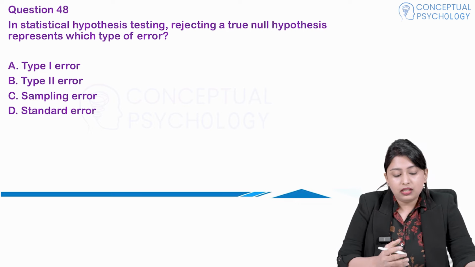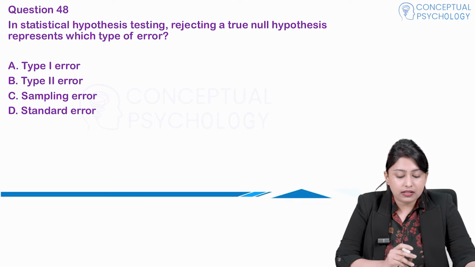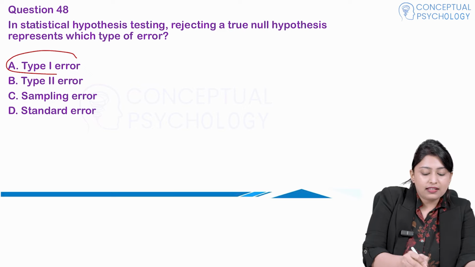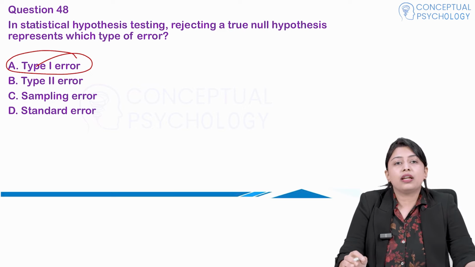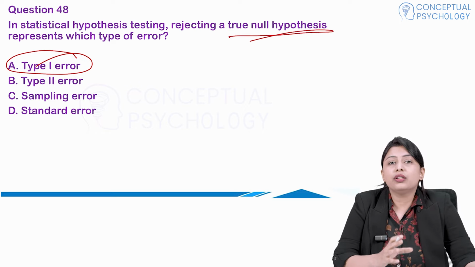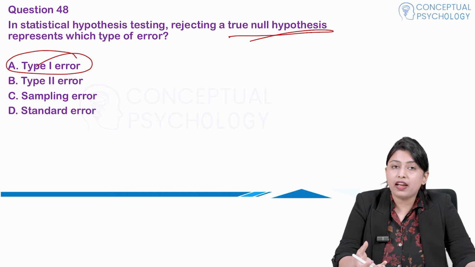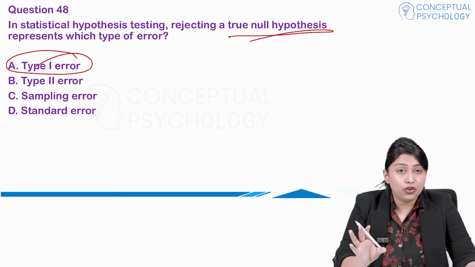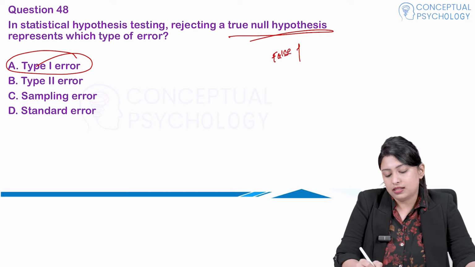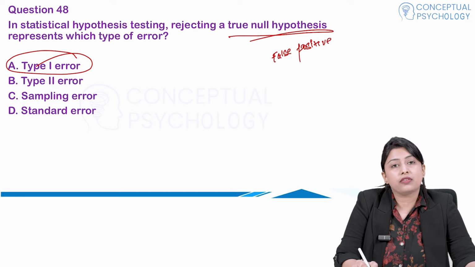Moving on. So this is one of the favorite questions of the examiners. This is always a part of all the entrance exams. So in statistical hypothesis testing, rejecting a true null hypothesis represents which type of error? So here the correct answer is type 1 error, which occurs when we reject a true null hypothesis. So this means we conclude there is a statistically significant effect or difference when in reality no such effect exists in the population, which is also known as a false positive result.